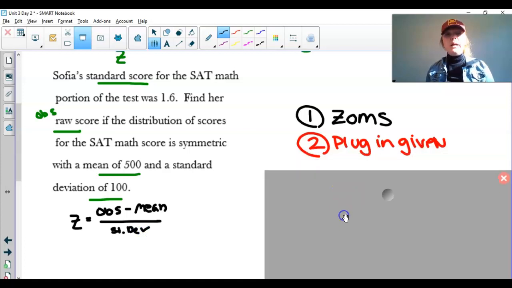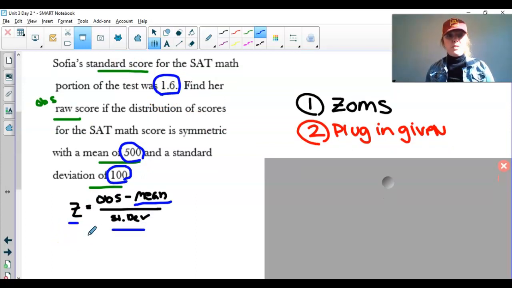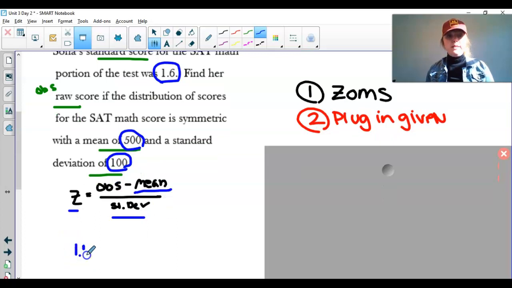Step two, we're going to plug in everything that is given. We were given our mean of 500, so we're going to plug that in right here. We were given our standard deviation of 100. We're going to plug that in right there. And we were given the standard score, or the z-score, of 1.6. So we're going to plug that in right here. So 1.6 is equal to, now we don't know our observation. That's an unknown, so that's going to be x minus the mean of 500, divided by a standard deviation of 100.